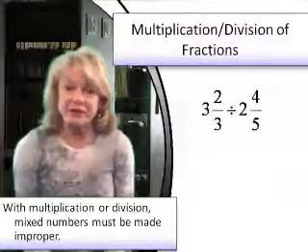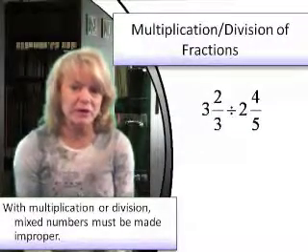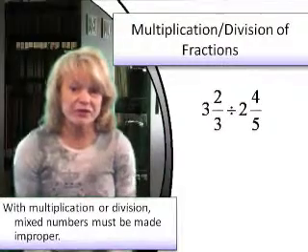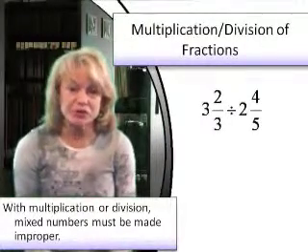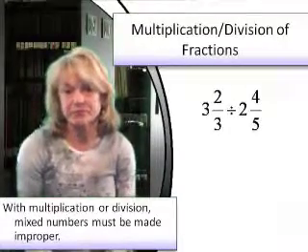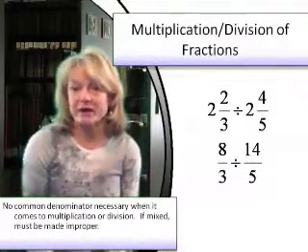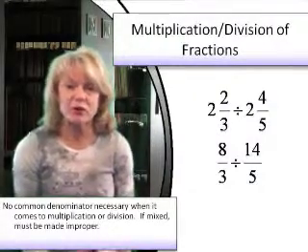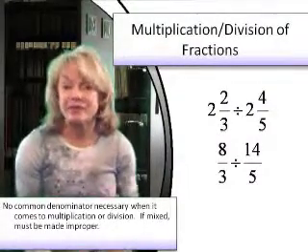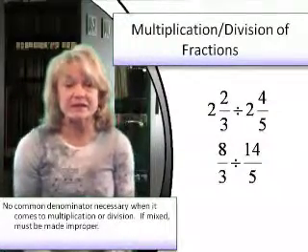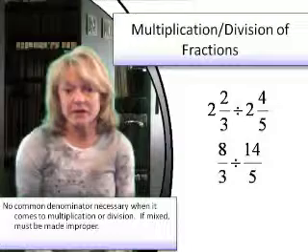Now remember, we don't need a common denominator with multiplication or division, only with addition and subtraction, but we do need to write mixed numbers as improper. So here we are writing mixed numbers improper. To do this, we multiply the whole part by the denominator and then add in that numerator. This always gets placed over that same denominator.